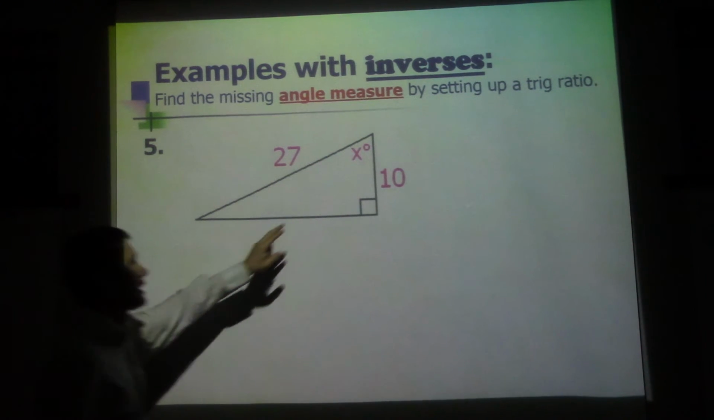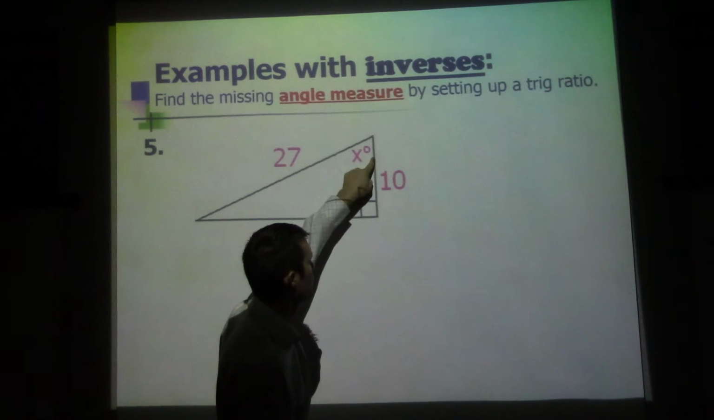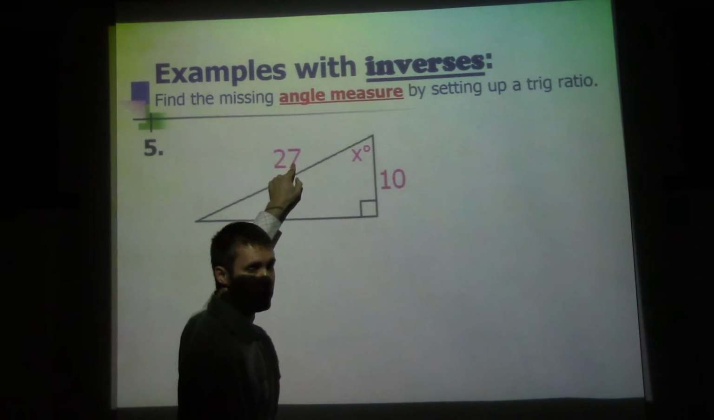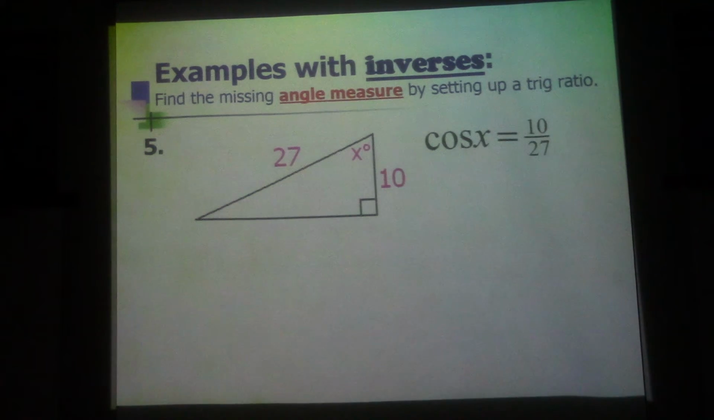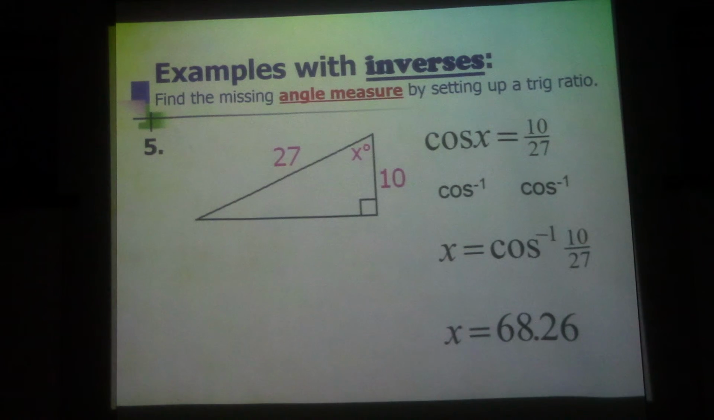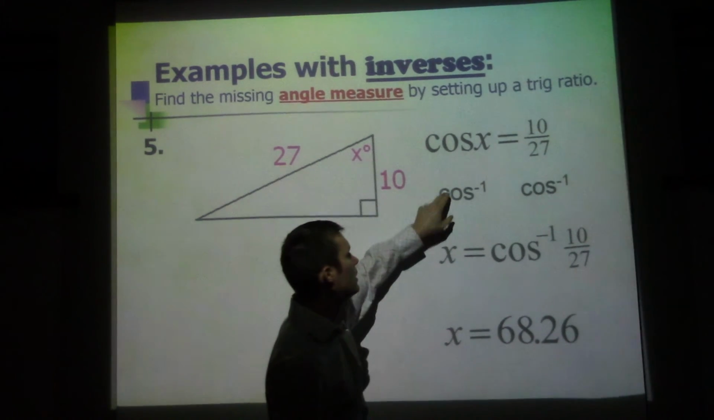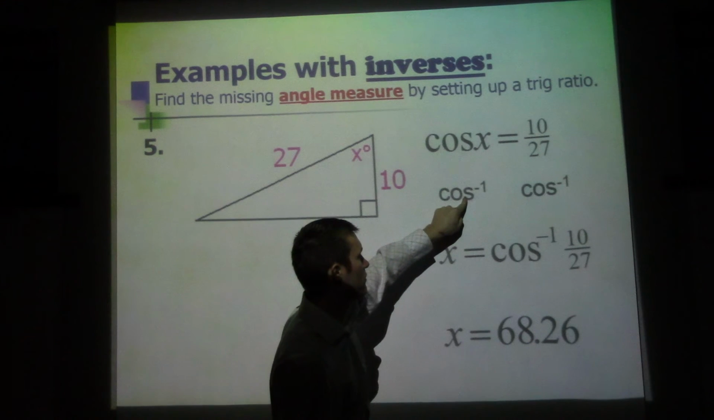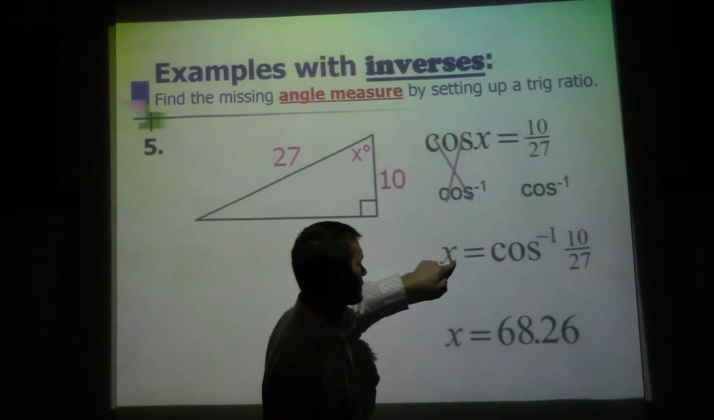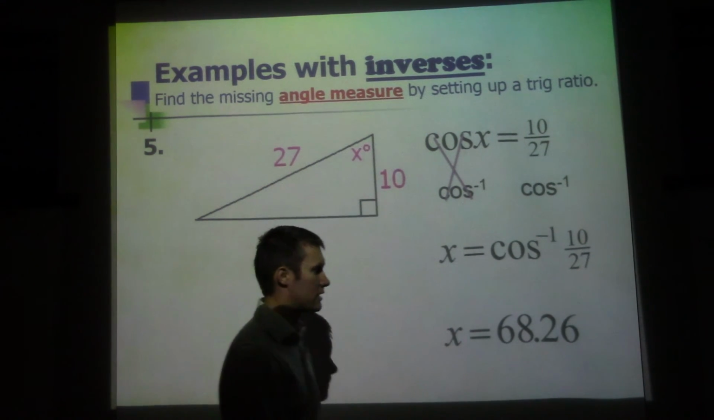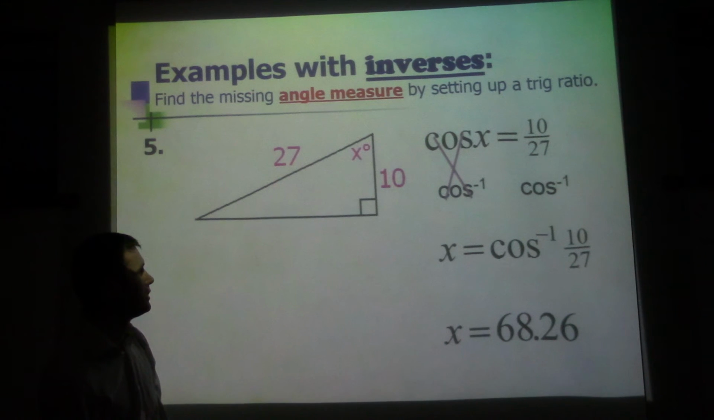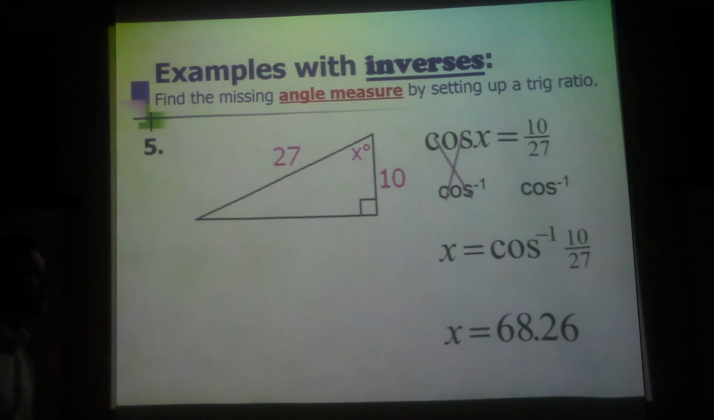Set it up. We look at it again. This side is adjacent to this angle, and this side is the hypotenuse. So adjacent and hypotenuse would be cosine. So cosine of x is equal to adjacent 10 over the hypotenuse 27. To get rid of cosine, we do the inverse. So x is equal to the cosine inverse of 10 over 27, and you plug that in and get 68.26. So that's what we're looking at doing.